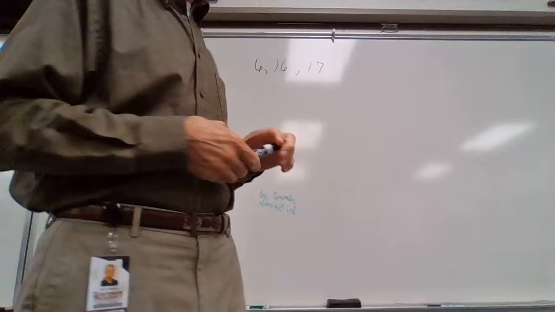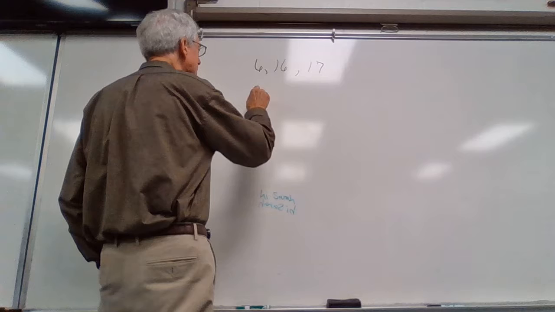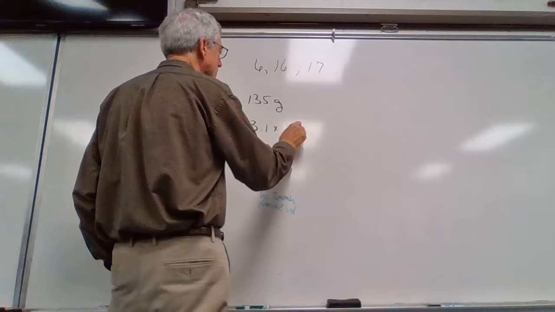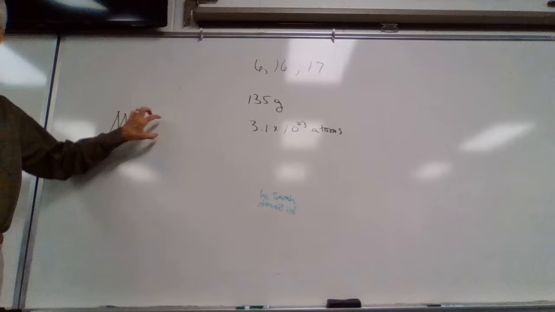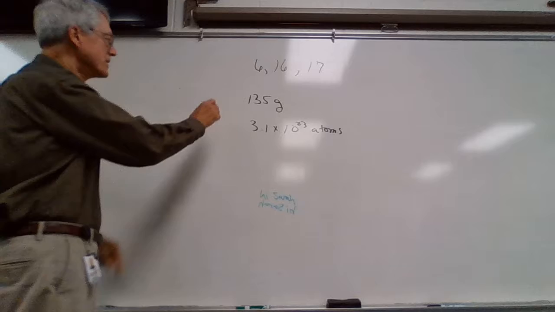A mass of 135 grams of a certain element is known to contain 30.1 times 10 to the 23rd atoms. What is the element? Okay, so what does the element mean? You have to find the molar mass, as we just mentioned. That's where we want to end up, with the molar mass, so we can look at the periodic table and pick the element. What we know is the little m mass, and we know the capital N number of particles.